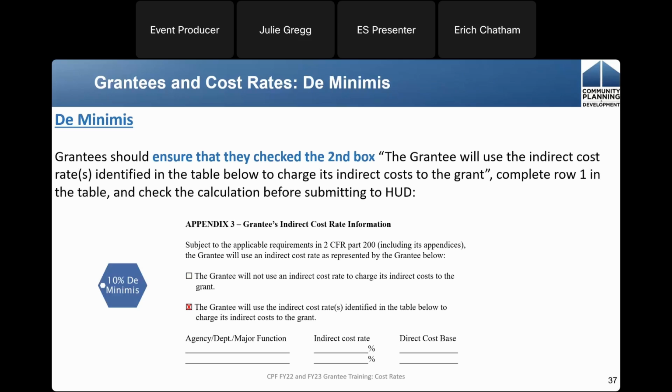For those of you, again, that are using the de minimis, just showing you kind of more of a zoomed in screenshot, grantees should ensure that you're checking that second box. The grantees will use the indirect cost rate identified in the table below to charge its indirect cost grant. Complete row 1 in the table and check the calculation before submitting to HUD. Next slide, please.